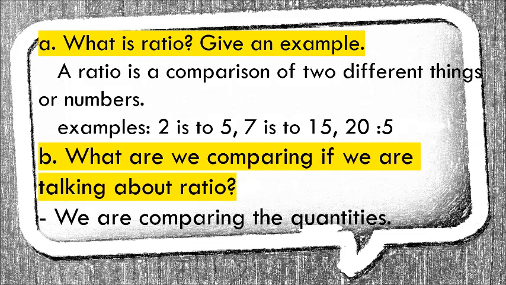7:15, 20:5. So what are we comparing if we are talking about the ratio? We are comparing the quantities. When we see quantities, we are referring to groups, numbers, or how many. Get it, grade 5?